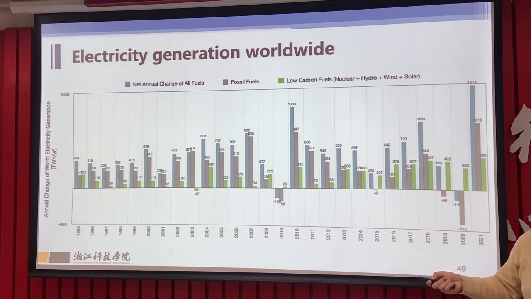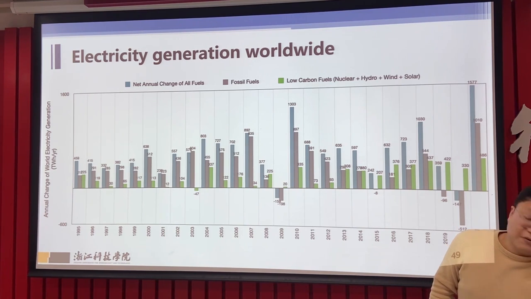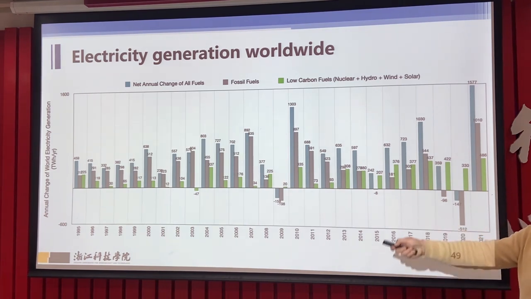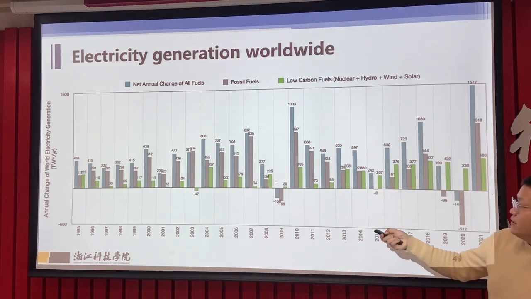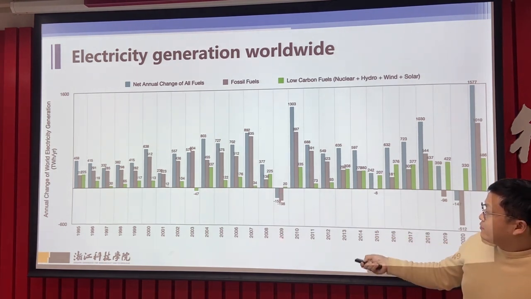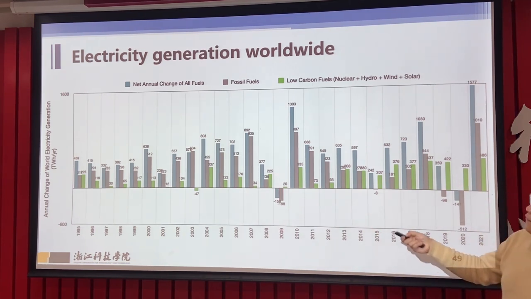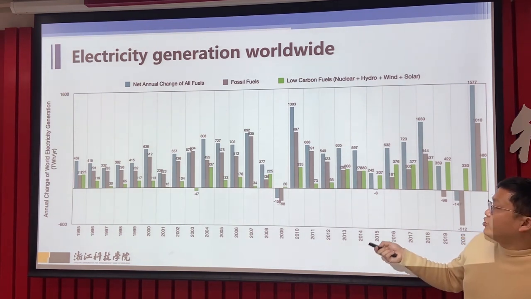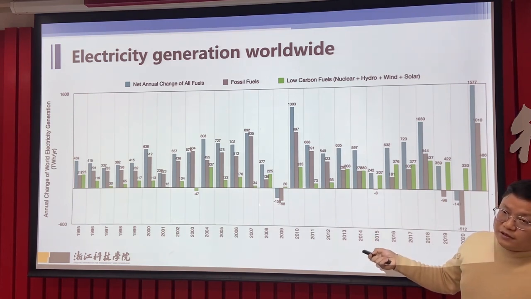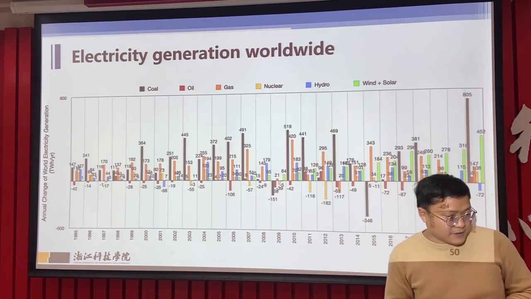And we have the annual change of world electricity generation. The most obvious difference is here in 2009 and also in 2020. We have two declines of the total amount of electricity generation here due to the financial crisis worldwide, and here from the pandemic these days.